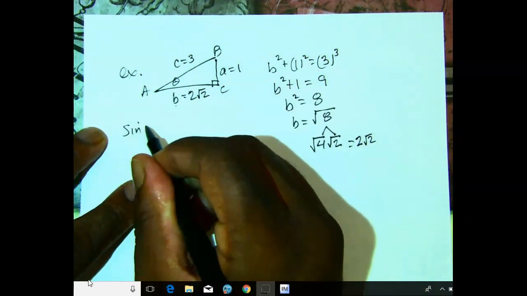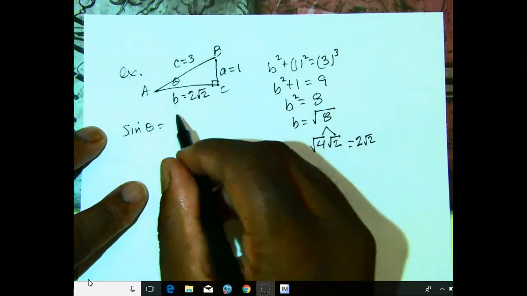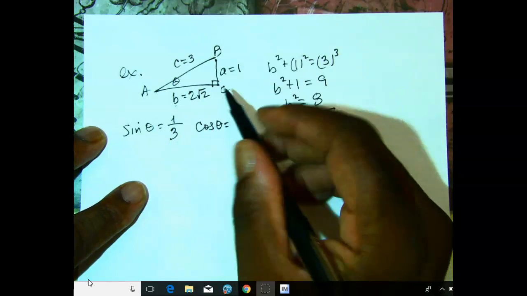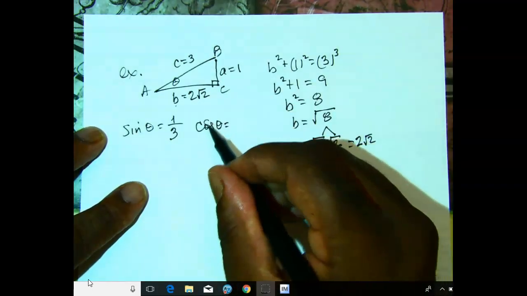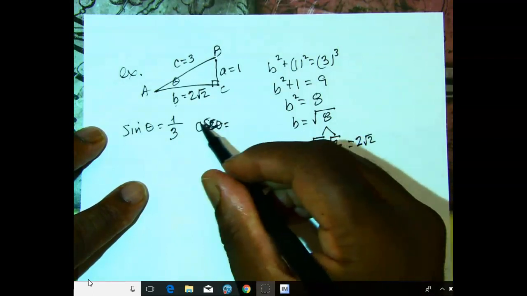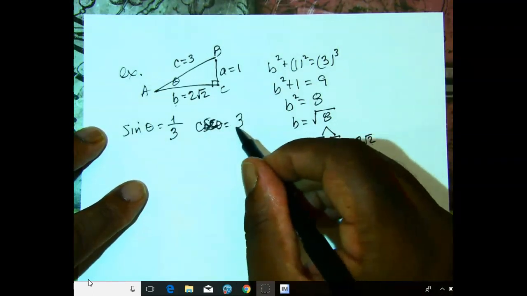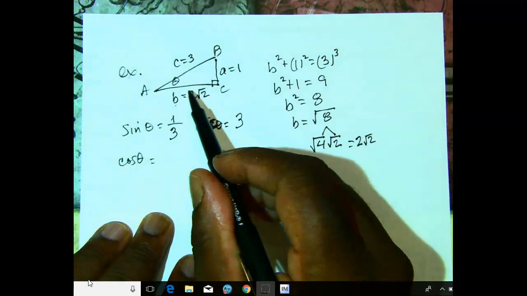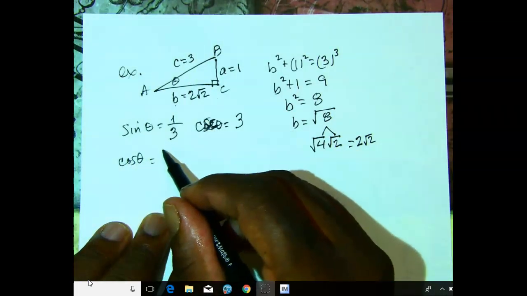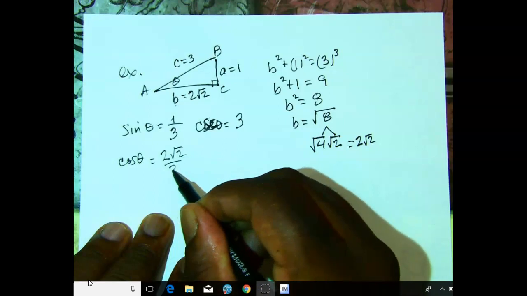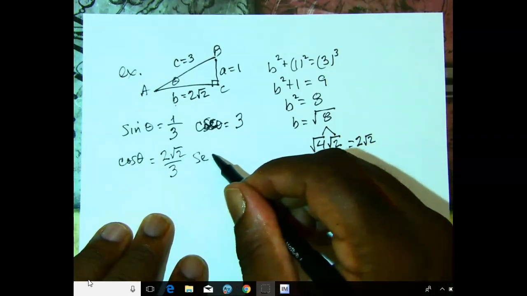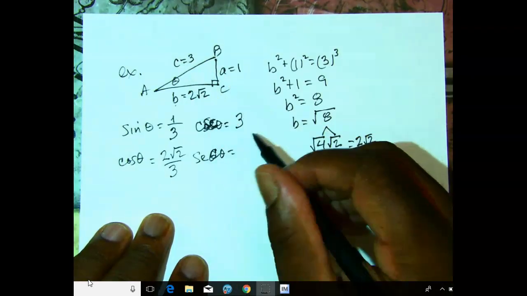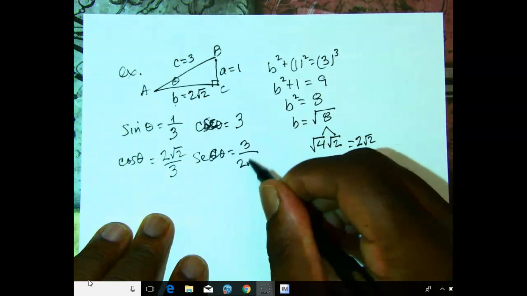So sine of theta would be opposite divided by hypotenuse, 1 divided by 3. Cosecant is the reciprocal, so that'll be 3 divided by 1, which is 3. Cosine of theta is adjacent divided by hypotenuse, so that would be 2 square root of 2 divided by 3. Secant of theta is hypotenuse divided by adjacent, so that's 3 divided by 2 root 2.